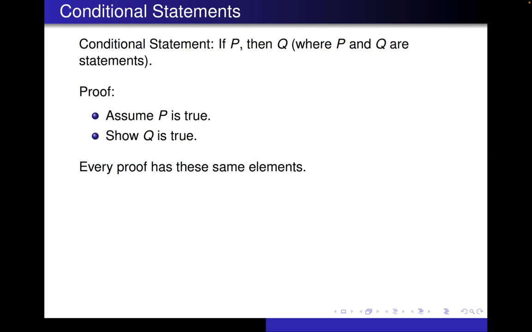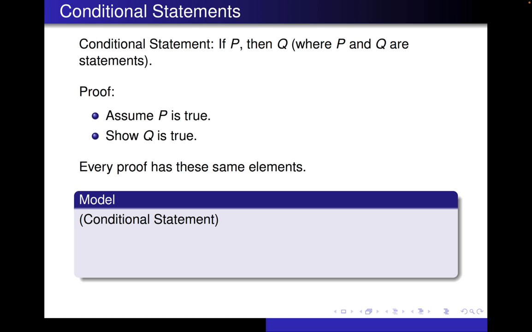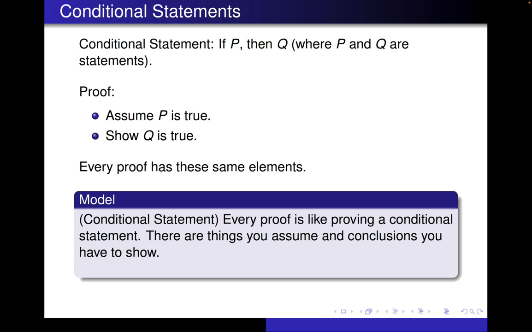And what you will find is no matter what kind of proof techniques we use throughout the semester, every proof is going to have these same elements in some form, right? There's always going to be something you assume, always something that you have to show. And so conditional statements are a model of how we do proofs in general. Every proof is going to be like proving a conditional statement. There are things that you assume in your proof and conclusions that you have to show. And all logic flows from the things you assume to the conclusions.